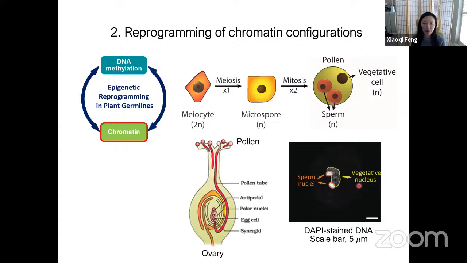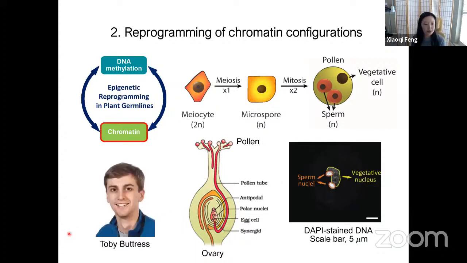The sperm cells are relatively quiescent, and they need to pass through a long pollen tube to reach the egg cells deeply embedded in maternal tissues. Whereas the vegetative cell is the fastest growing plant cell, where there is huge evolutionary pressure to be active and get there first to reach the egg. So when a PhD student, Toby Batris, joined the lab, he performed mass spec experiments on purified sperm and vegetative nuclei. And through this, he identified a number of chromatin factors that contribute to this chromatin dimorphism.